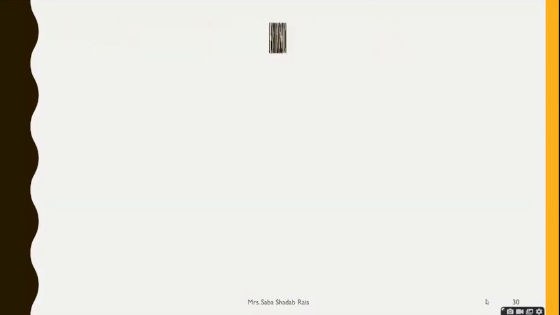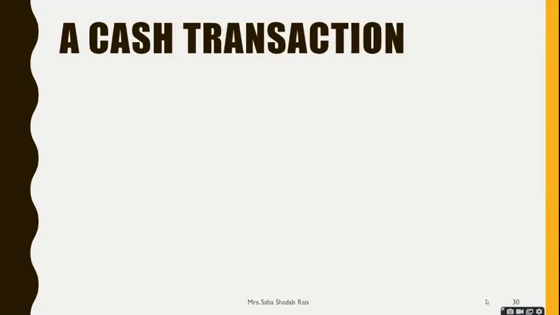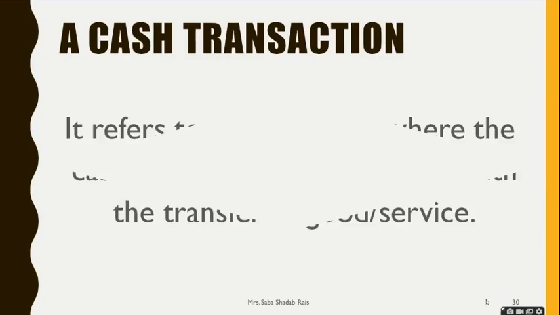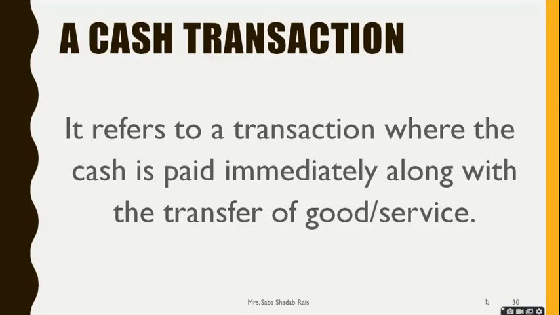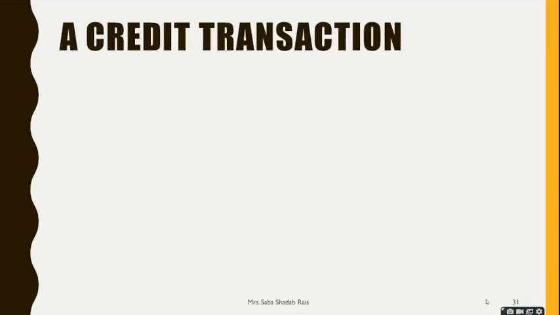So on the basis of the transaction, transactions are also categorized into two parts. A cash transaction is a very simple transaction where immediate cash is to be paid. For example, you have purchased a phone online and you have to pay the amount immediately. So along with the goods transfer, you are paying the cash immediately. This is called a cash transaction.